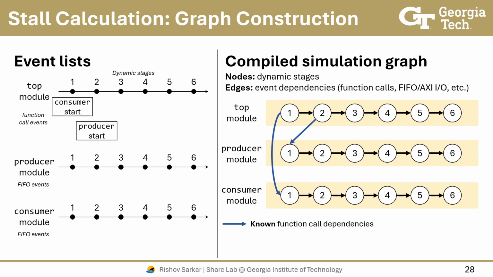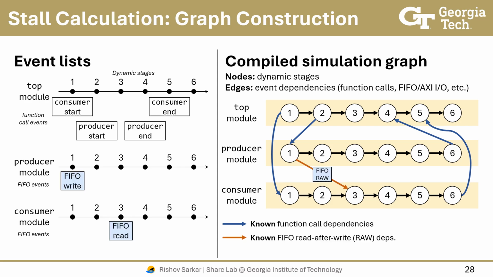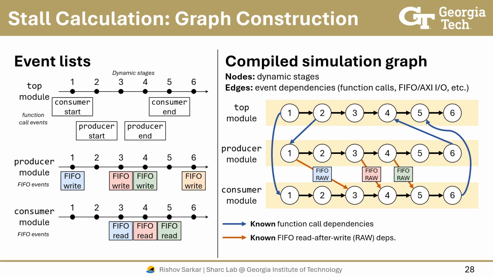In the dynamic schedule of the top function, the producer function ends at stage 4. So we draw an edge from the end of the producer function to this fourth stage of the top function. This encodes that if the top function reaches stage 4 before the producer function is finished, it will stall at stage 4 until the producer is done. We similarly draw an edge for the end of the consumer function call. We then consider the FIFO write and read events in the producer and consumer functions. The first FIFO read must happen after the first FIFO write. The second FIFO read must happen after the second FIFO write, and so on and so forth.